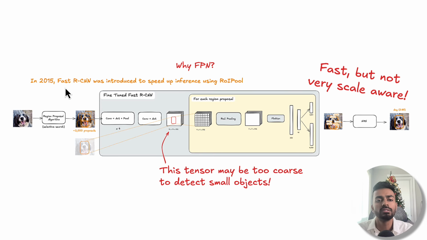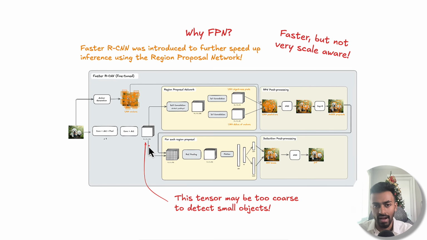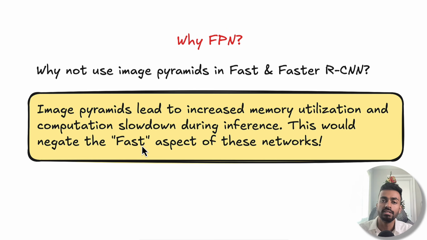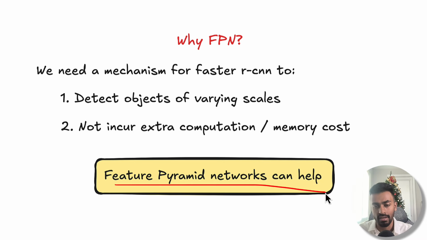We observe that for cases like the fast and faster R-CNNs, when we take an image, we only encode it into one specific tensor size, and this may be too coarse to detect small objects. We see this as an issue with the fast R-CNN, as well as the faster R-CNN too. To deal with this, we could have used image pyramids, but then this would increase memory and computation utilization. So to preserve the aspect of being fast and faster, we instead use something called feature pyramid networks.